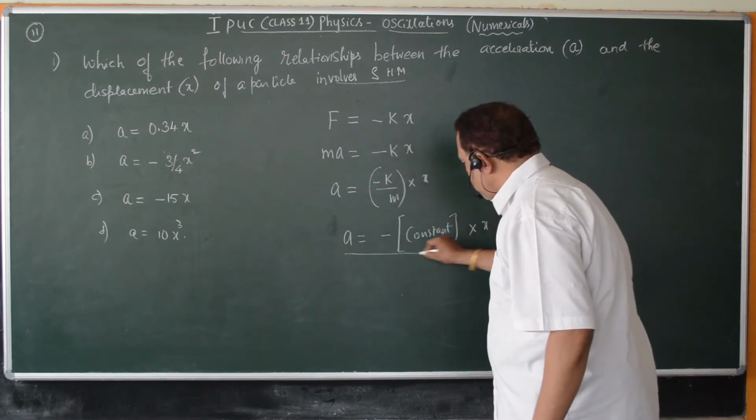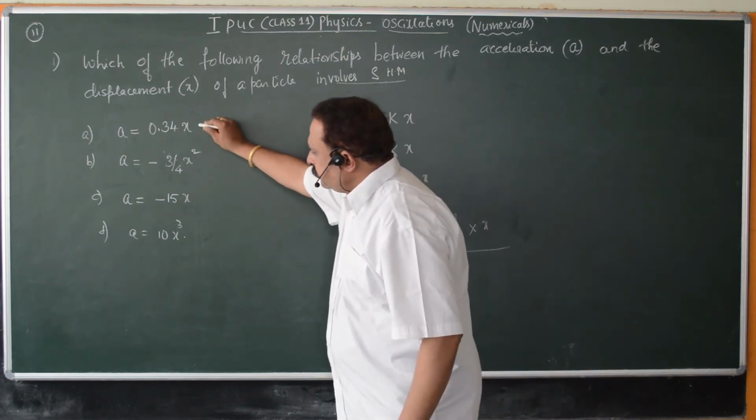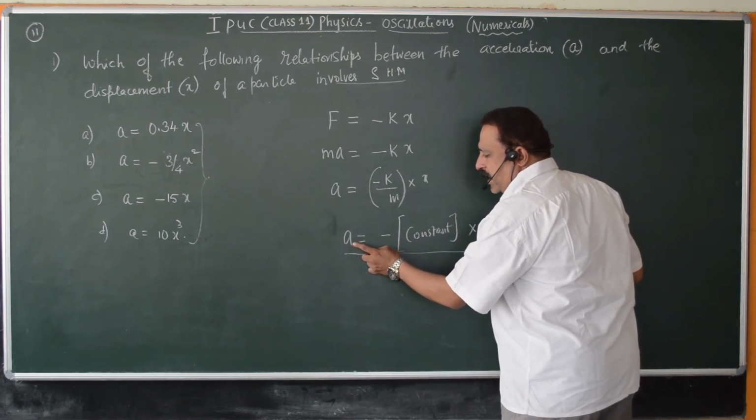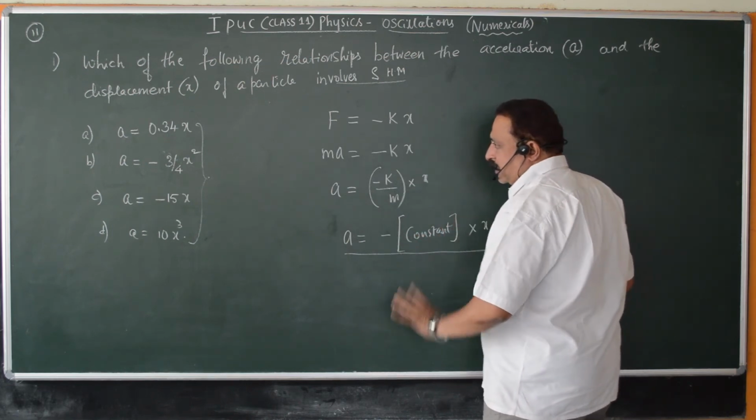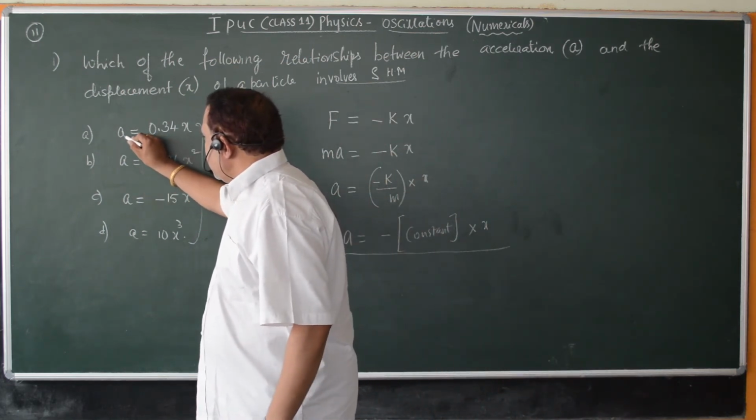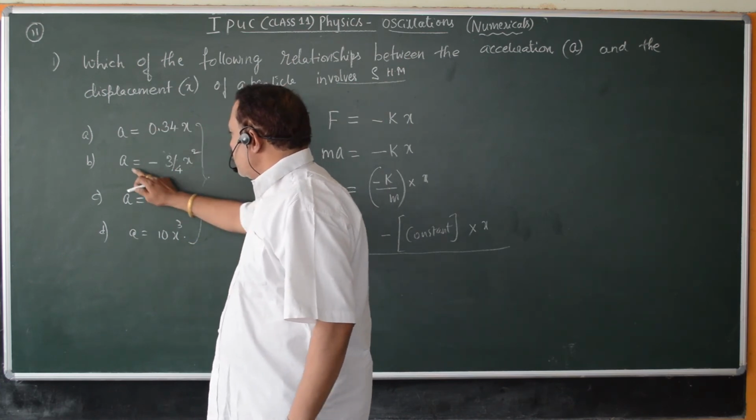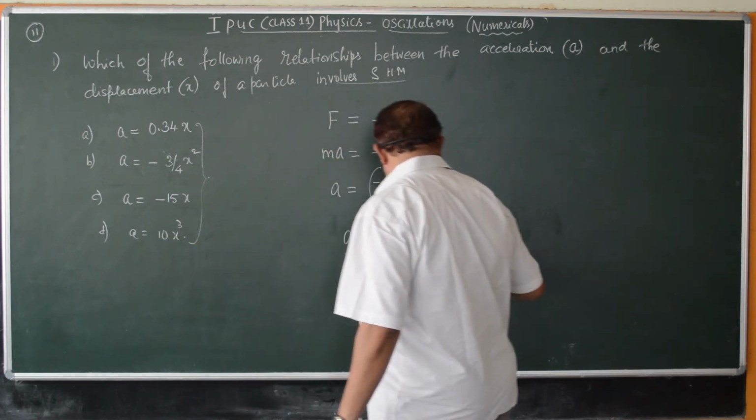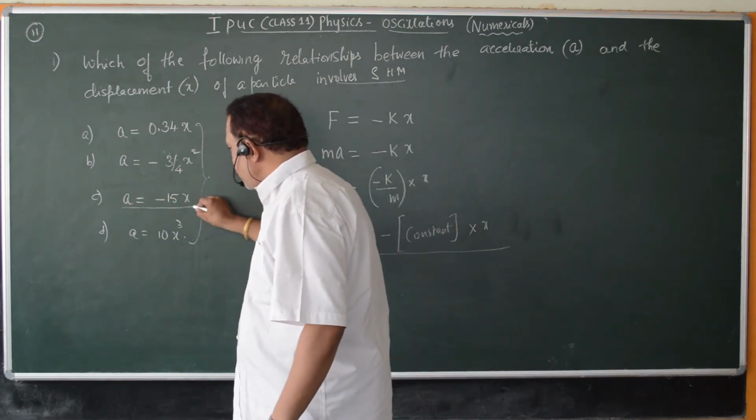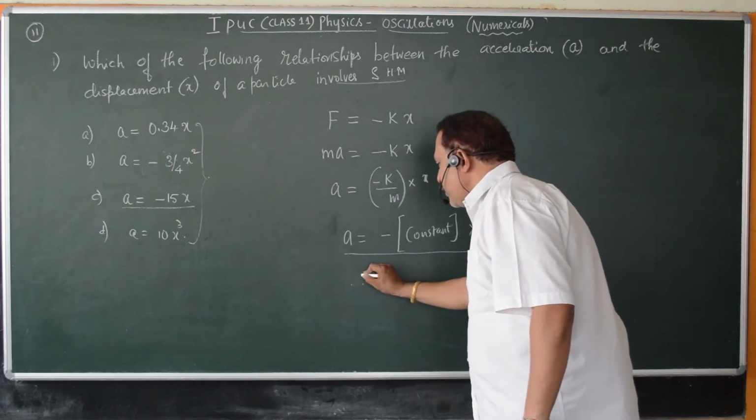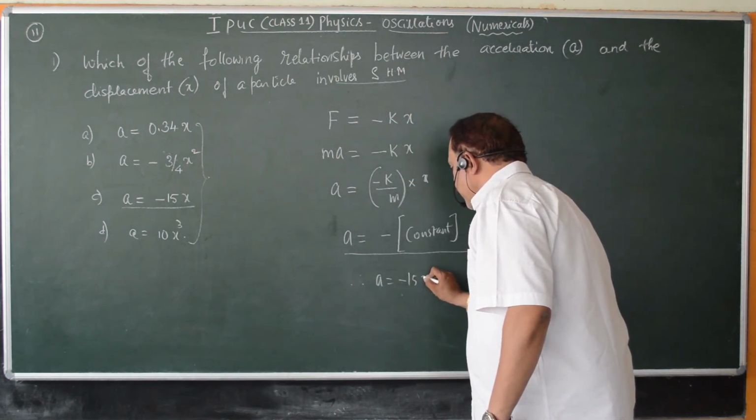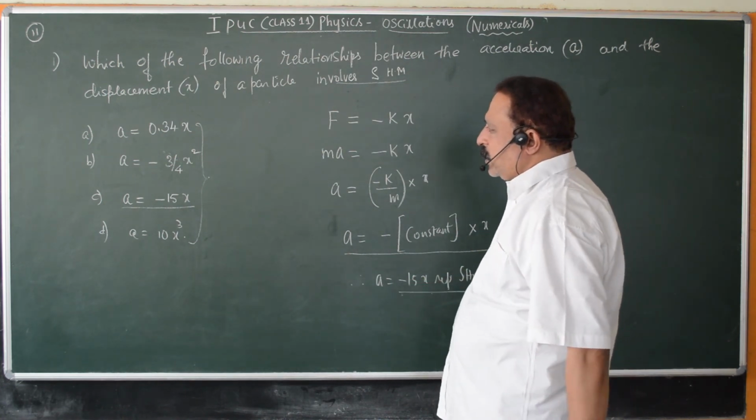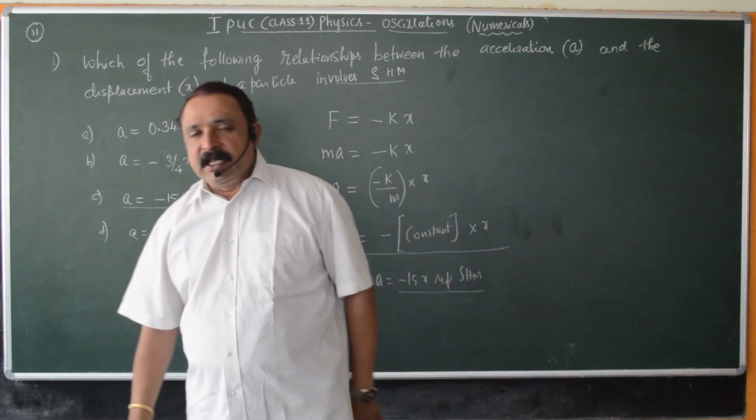Now if you try to match these four equations, you should have A here on the left hand side with a negative sign, a constant into x. We have this. There is no minus sign, so it is not possible. Here it is x square, it is not possible. Here it is x cube, we have only x, it is not possible. So A is equal to minus 15x. Therefore you can say A is equal to minus 15x represents simple harmonic motion. So that is how we identify which is a harmonic motion.